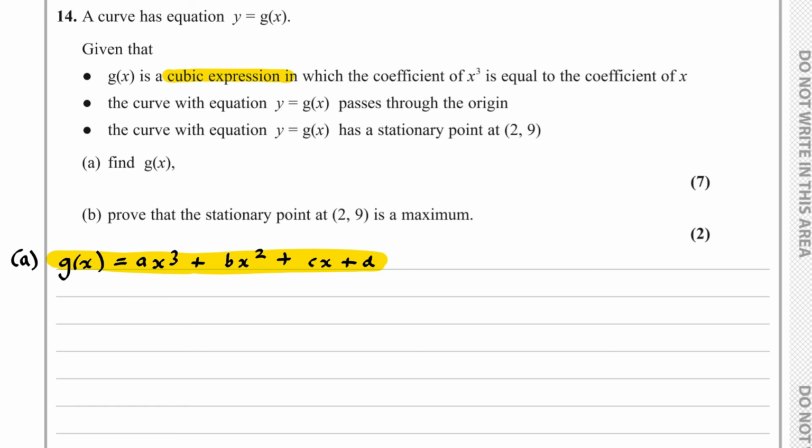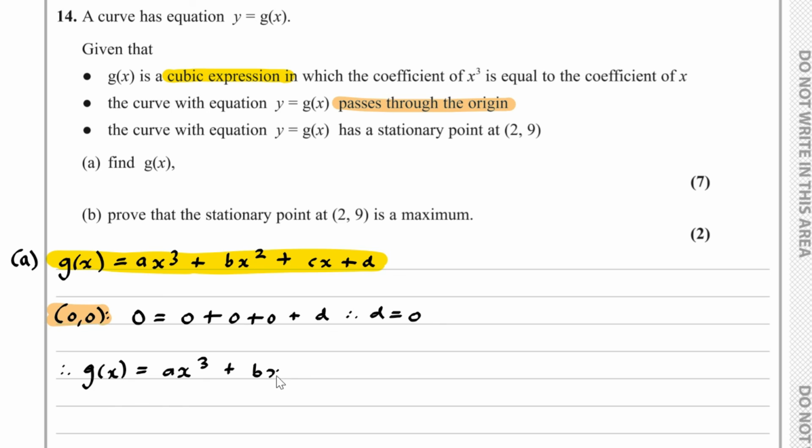And we know that the curve passes through the origin, so at the point 0, 0. Because the curve passes through the origin, we've got 0 equals 0 plus 0 plus 0 plus d, so therefore d is equal to 0. So far we can say that g of x is equal to ax cubed plus bx squared plus cx.